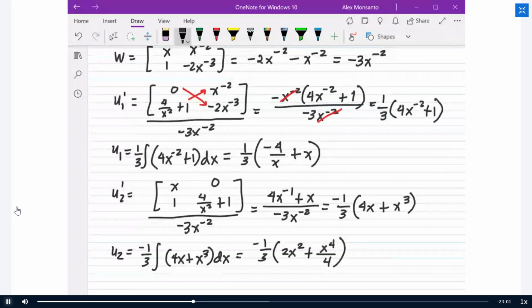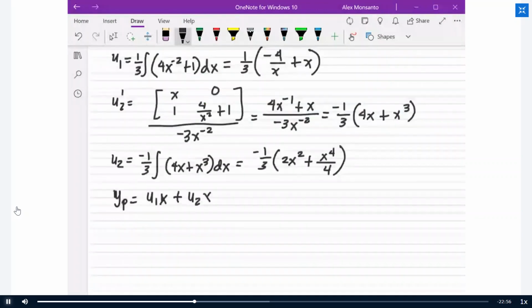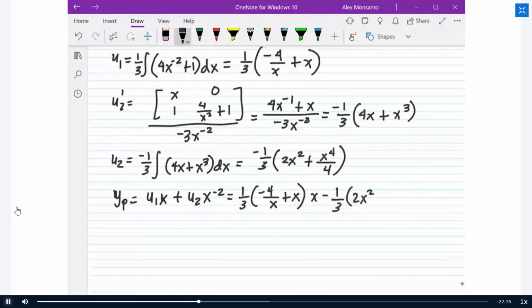Yan. So para dun sa ating y sub p naman, sabi natin kanina u1 times x, yan, plus u2 times x raised to negative 2. So ilagay na natin. Okay, para dun sa u1, you have 1/3 times negative 4 over x, plus x. Tapos multiplied sa x. Ayan. Minus 1/3 2x squared plus x to the 4 over 4. Ayan. Then nakamultiply yan sa x raised to negative 2. So, okay. Simplify.